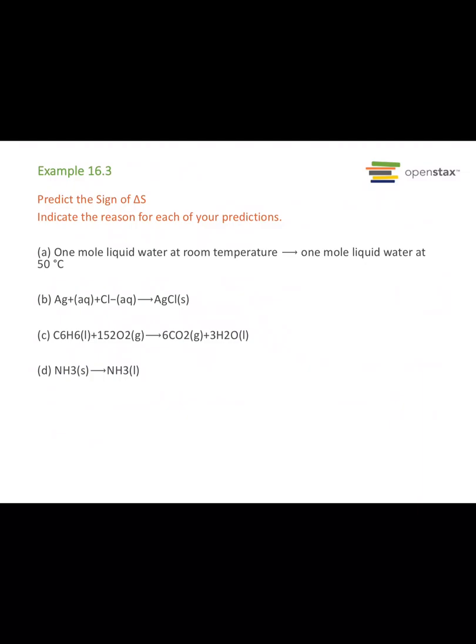And finally D, ammonia solid is transformed to ammonia liquid. You're increasing the sign of delta S because, again, you're going from a solid to a liquid where those molecules are now allowed to move a little bit more freely.